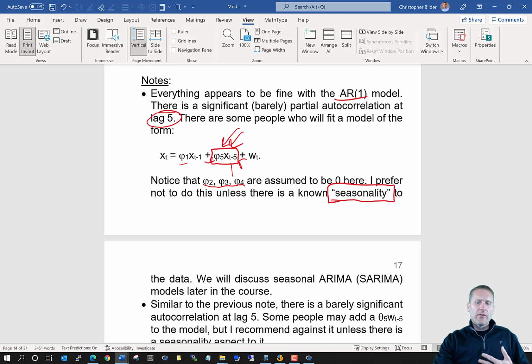Now, a similar thing could be said too, since we had a marginally significant autocorrelation at lag 5. Perhaps maybe you could look at a moving average component corresponding to theta sub 5. Again, I typically would not do that unless I had some definite need for seasonality.